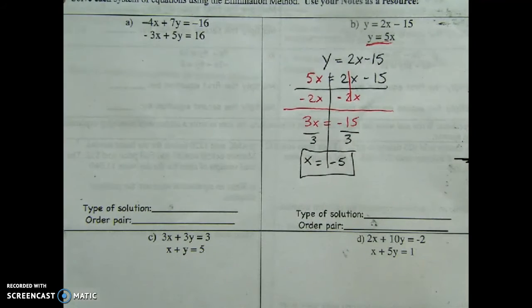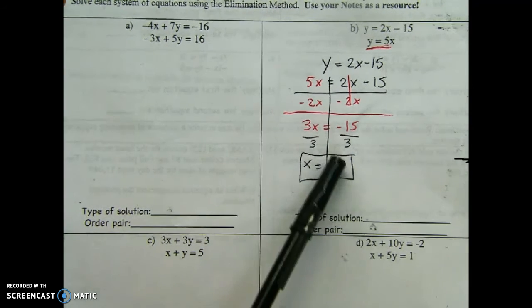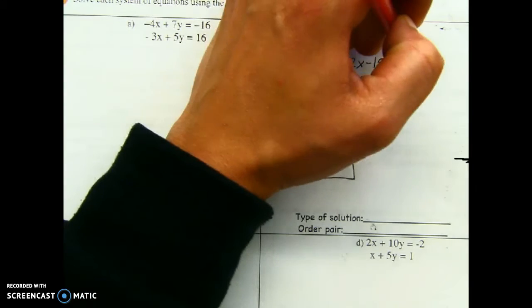I have x now. It's the same thing as elimination. When you have one of the variables, you need to plug it in. I'm going to plug in my x equals negative 5 for one of the equations. I'm going to pick this equation just because it's shorter.